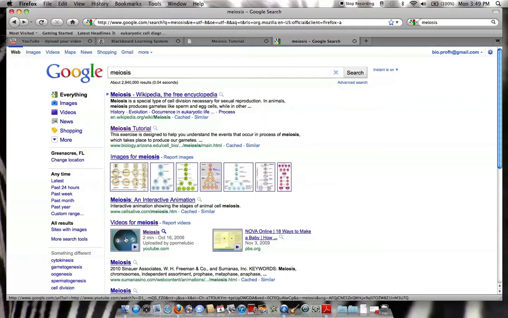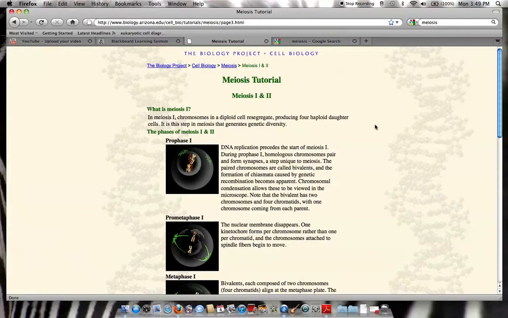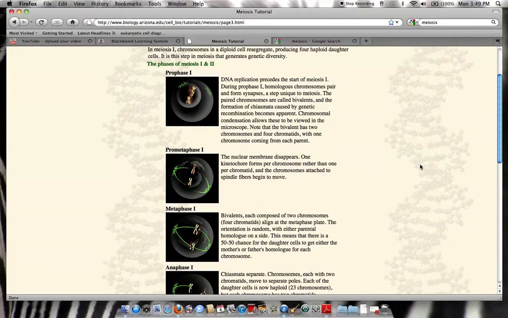Let's go ahead into one of these, which I already posted here. I got the meiosis tutorial. Okay. Basically what's happening is that first of all, let's remember this process is happening in the sex cells. So in the males, it's happening in the testes. In the females, this is happening in the ovaries.